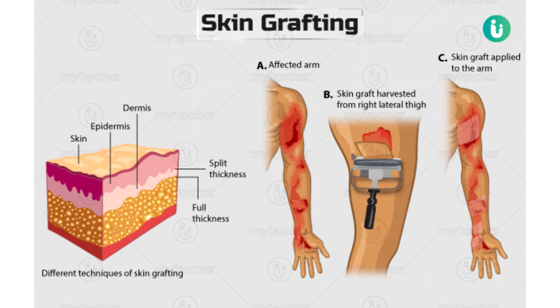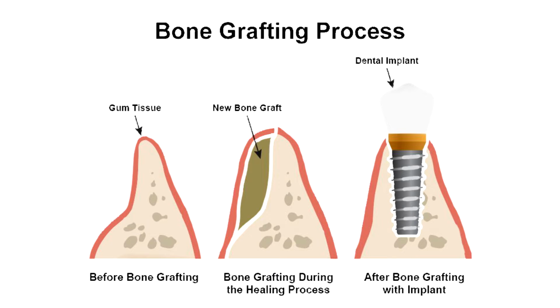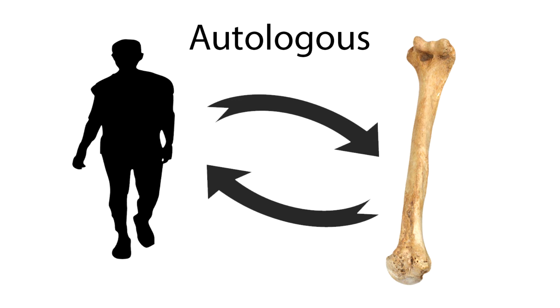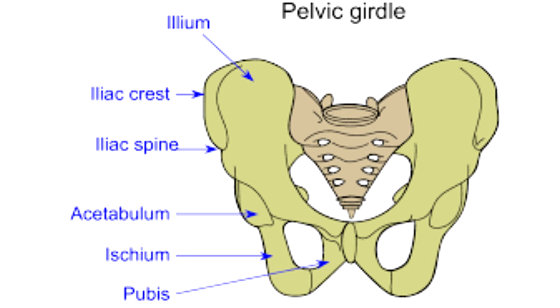In the case of damaged skin, it is removed and new skin is grafted in its place. Skin grafting can reduce the course of treatment and hospitalization needed and can also improve function and appearance. Many other tissues can be grafted, such as bone grafting, which is used in dental implants as well as other instances. The bone may be autologous, meaning that it is derived from the same individual, and it's typically harvested from the iliac crest of the pelvis.